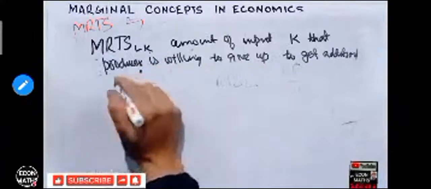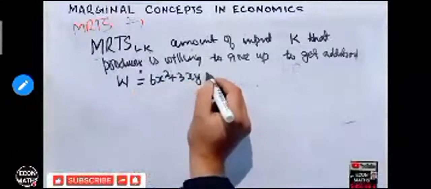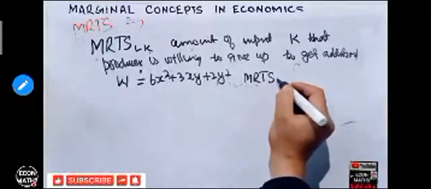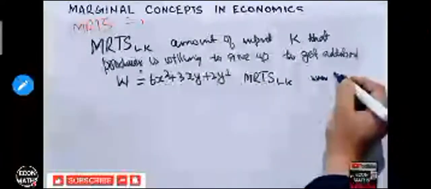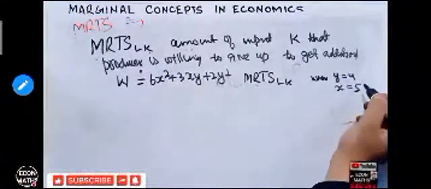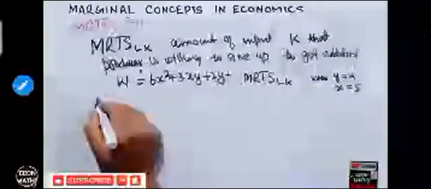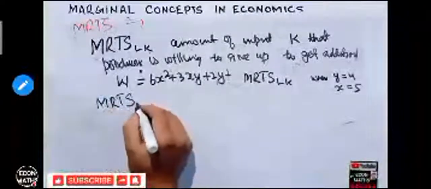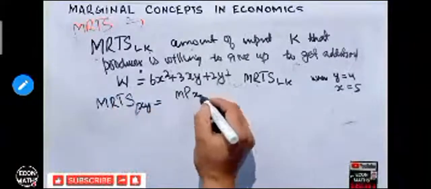Let us say we are given an example, a production function W equal to 6x squared plus 3xy plus 2y squared. We have to find the marginal rate of technical substitution between labor and capital when y is equal to 4 and x is equal to 5. So we will use the marginal rate of technical substitution between x and y, which is simply the marginal product of x divided by the marginal product of y.